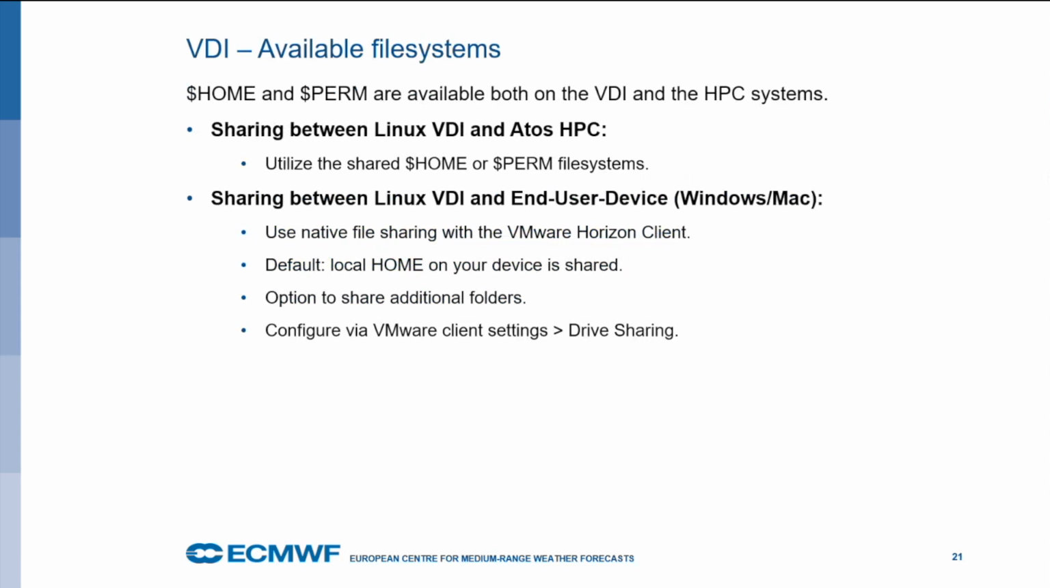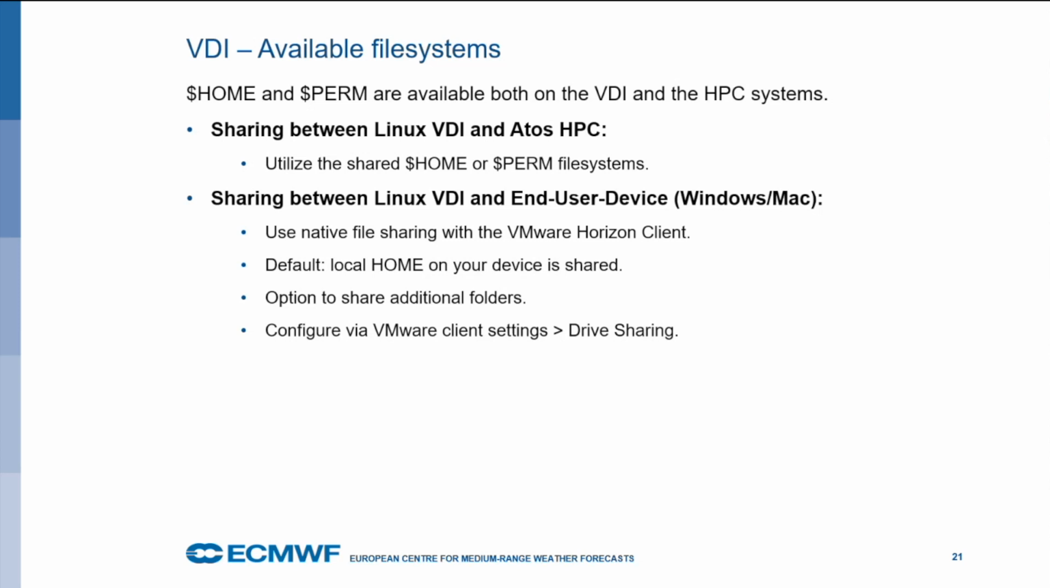As I mentioned before, the home and the perm file systems are both available in VDI and in HPC. So any file that you copy, if you have an editor in the VDI, you can edit a file in the home, and of course it will be the same in the HPC because it's the same file system.